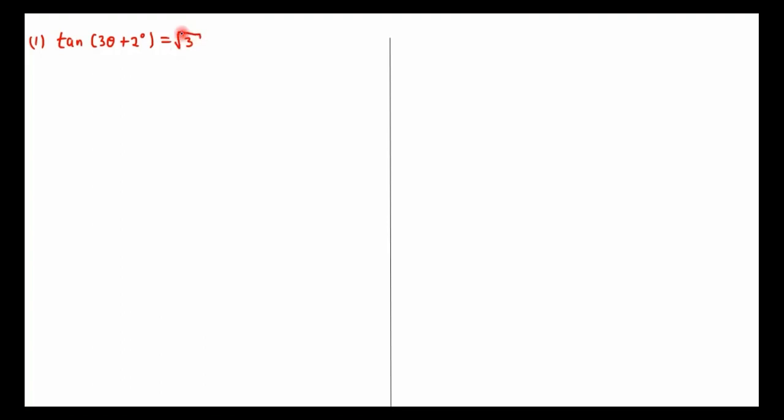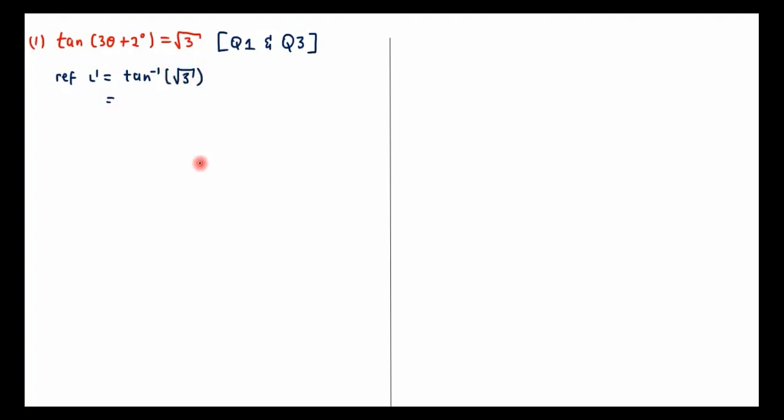We see here that the answer is positive. Because it is positive, we ask ourselves in which quadrants tan is positive. We know that tan is positive in the first quadrant and the third quadrant. The reason for this is because we're going to be using these to find our general solution. After that, we calculate the reference angle, which is tan inverse of square root 3.